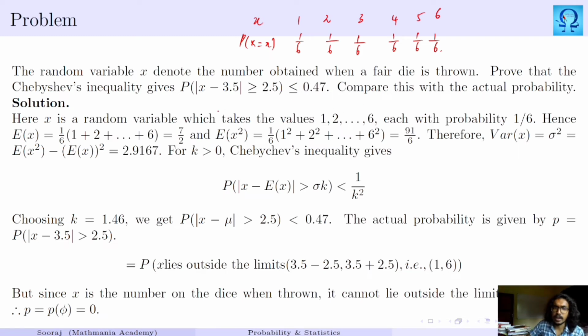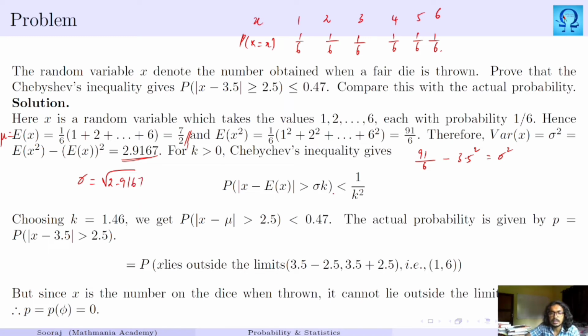So let us find out the mean. Mean is what? Expectation of x. When we calculate it, we are getting it to be 7 upon 2, that is 3.5. And expectation of x square comes out to be 91 by 6. So it is 91 by 6 minus 3.5 square, which is 2.9167. It is what? It is sigma square. We will have to calculate sigma from this. So just take the square root of this 2.9167, which is your sigma.